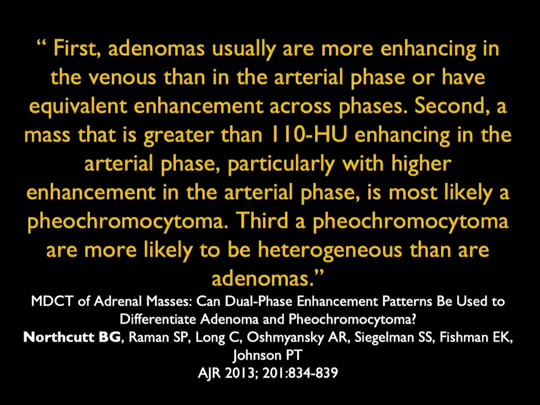Again, this article we looked at on pheos, just a quote: a mass that is greater than 110 Hounsfield units in arterial phase, particularly with higher enhancement in arterial phase, is likely a pheo. Again, maybe 120. We've had a few adenomas that are 110, so you need to be very careful. I've seen a few adenomas recently that are about 110 and do that 50% washout or 60% washout. So that's very, very critical.